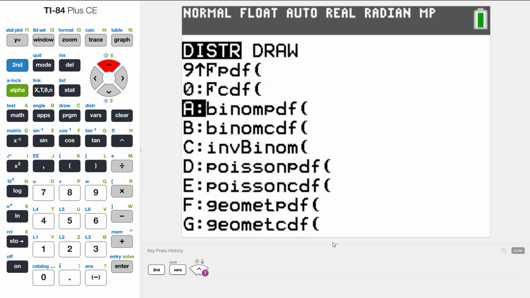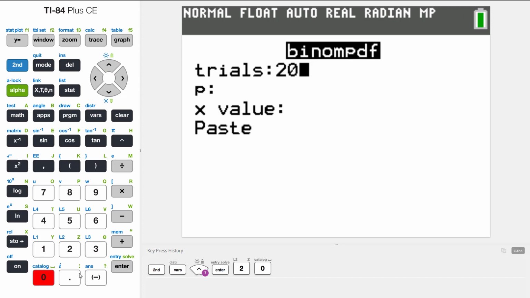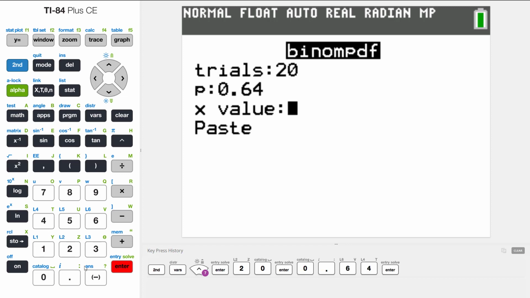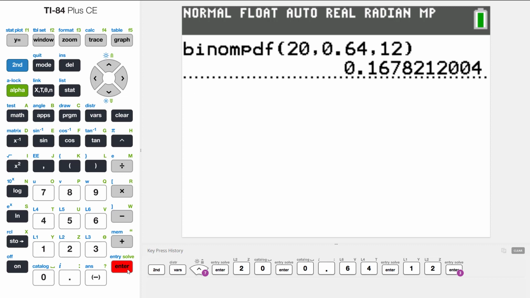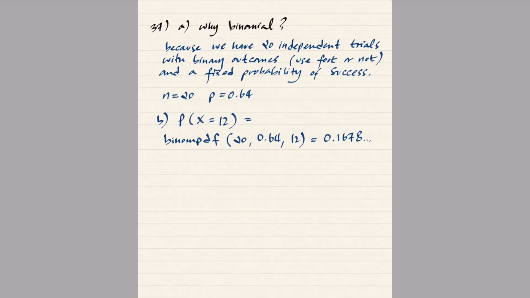So here's my calculator. Now I've already got the function I need selected, so let's just enter. And again, it's 20 trials. Probability of success would be 0.64. And the number of successes I'm looking for would be 12. And so if I paste that in, you'll see the syntax of the command. There you go. And to get the value, just press enter. And typically, if you're recording this type of a probability, unless it's unusually small or unusually large, 4 places is generally sufficient. And so that's what I'm going to record here. And so there's my answer.